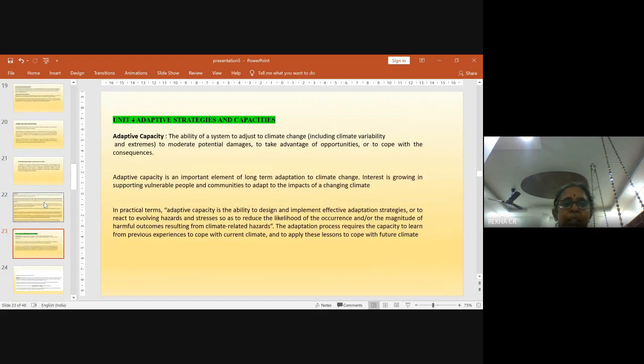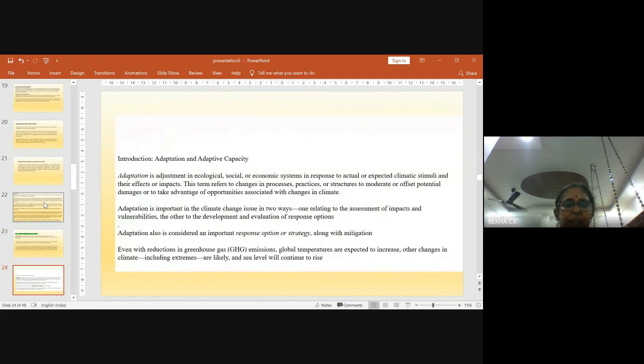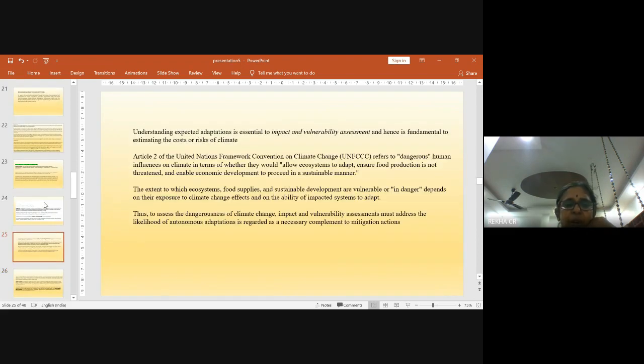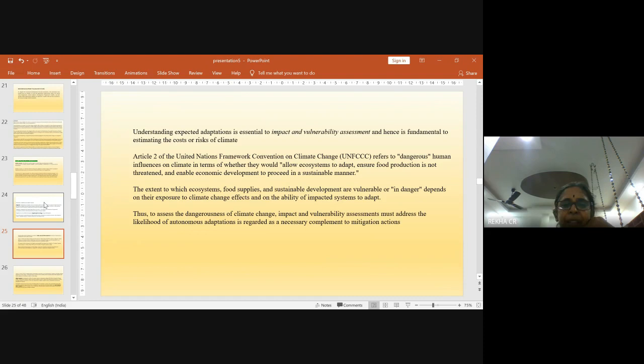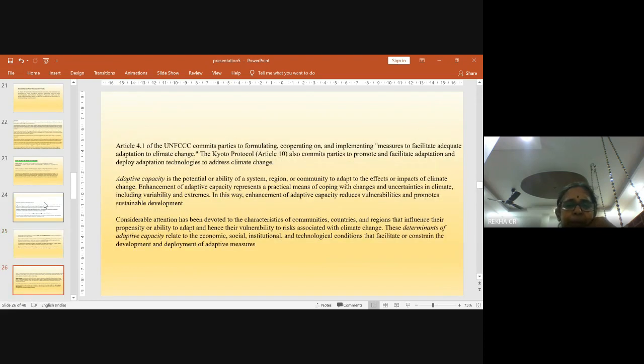The fourth one is adaptive strategies and capacities. So it is the ability of a system to adjust to climate change. So it may be adjustment in ecological, social, or economic systems in response to actual or expected climatic stimuli and their effects or impacts. Then understanding the impact and vulnerability assessment.